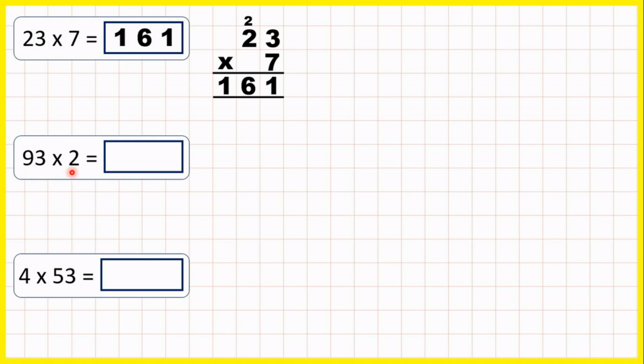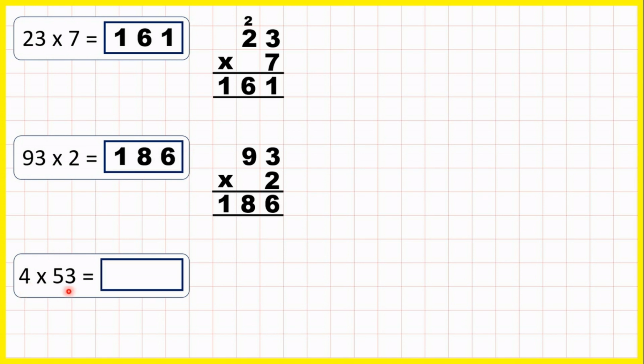Now 93 times 2, we can set this out in the same way. 3 times 2 is 6, and that's a single digit number, so we don't need to write anything up here. Instead, we can write the 6 in our answer line. Now 9 times 2 is 18, and we don't have anything to add, so we can just write 18. So 93 times 2 is 186.